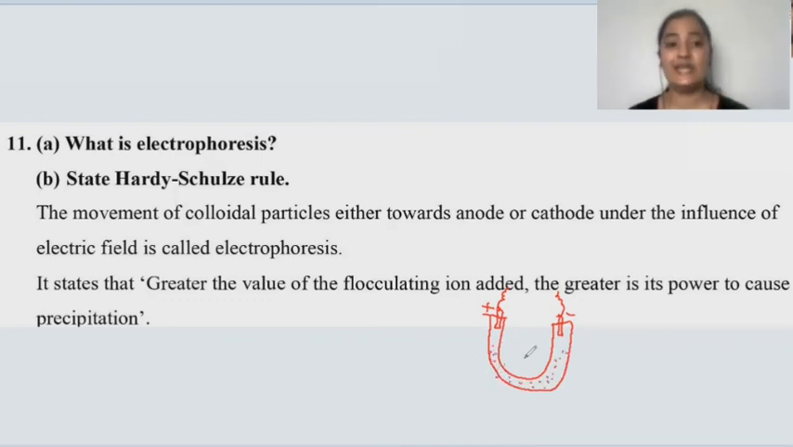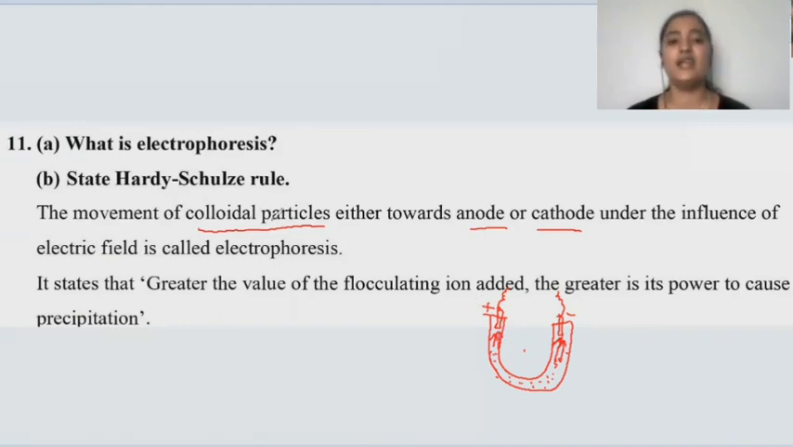What is actually going to take place here? Whenever the circuit is connected and the switch is in the on position, the movement of the colloidal particles will be taking place either towards the anode or towards the cathode. If this colloidal solution has positively charged particles, they'll be heading towards the negatively charged electrode. Suppose a colloidal solution contains negatively charged particles, they'll be heading towards the positively charged electrode. Thereby you'll get to know the charge that is carried by the colloidal particles.